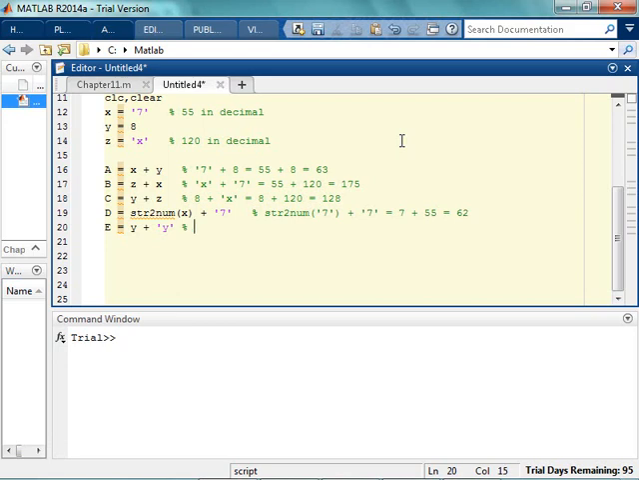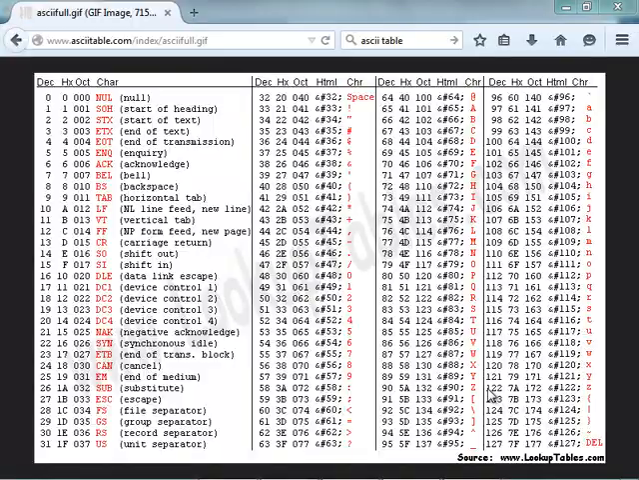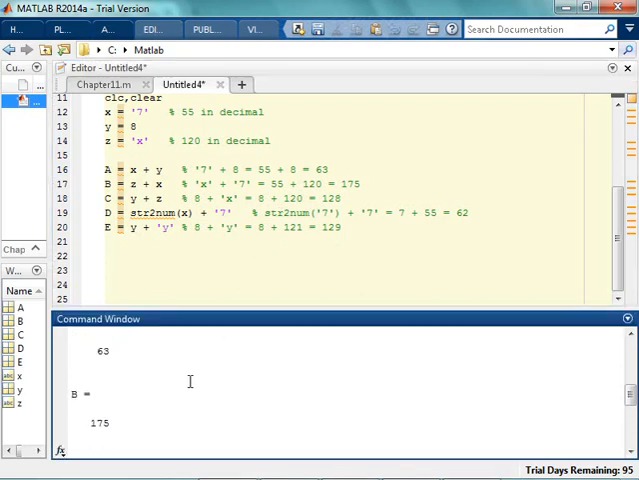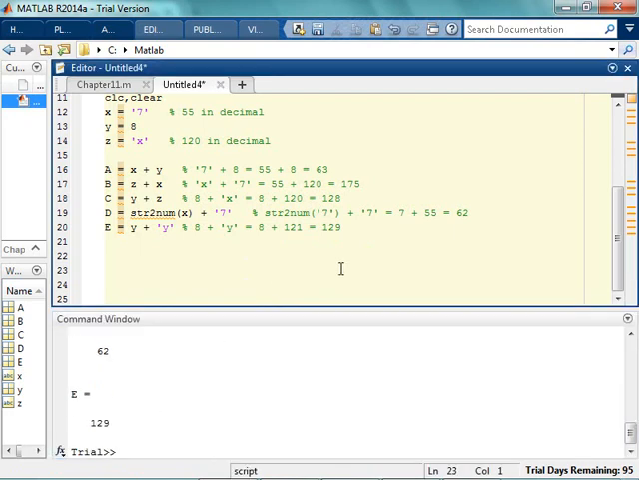And then y is 8, and then y itself. So I have 8 plus y. I'm guessing since x is 120 that y is 121, and that's 129. So let's see how we did. I said that my answers were 63, 175, 128, 62, and 129. Kind of getting the feel for it?